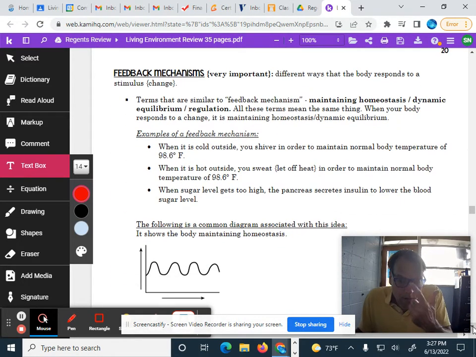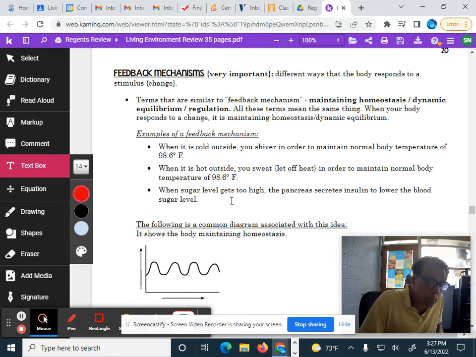Feedback mechanisms, the ways that we can control the regulation and homeostasis. So when it's cold outside, you shiver. That helps warm your body up to bring it back to 98.6 degrees. When it's hot outside, you sweat, bringing your body back to 98.6 degrees. When your sugar levels get too high, the pancreas secretes insulin that lowers your blood sugar level. When your blood sugar level gets too low, the liver releases glucagon, which helps to then release sugar back into the blood, raising your sugar levels.